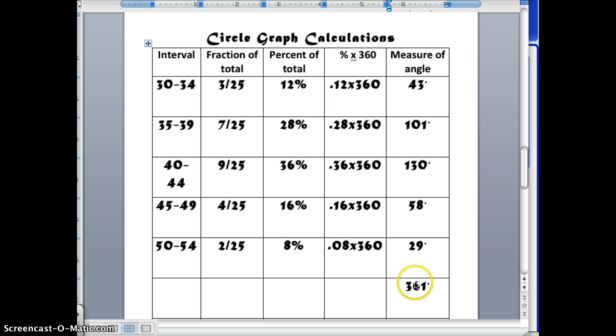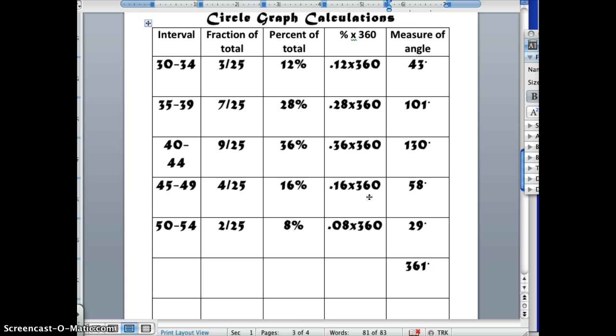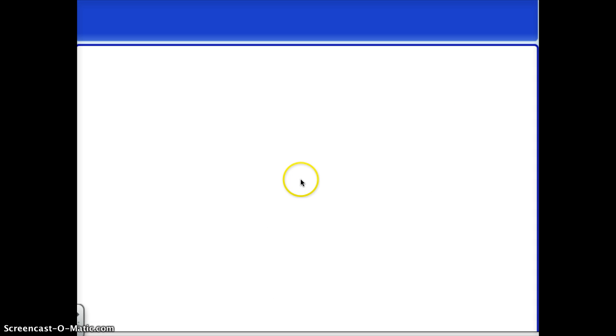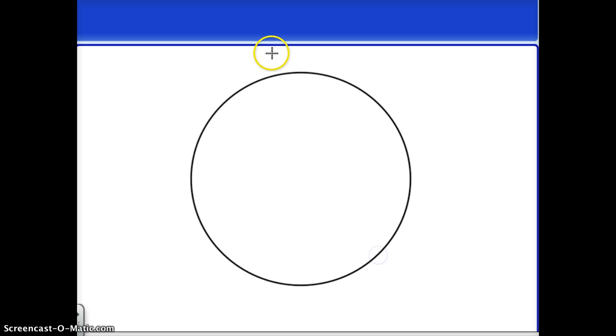If you add all these up, you get a total of 361. Like we said, it's going to be either a little over or a little under because we're rounding those degrees. So 361 is our total. Now that's okay. What we'll do from there is take our degrees and create a circle. With that circle, we're going to draw one line from the center point to the outside. That's going to be our starting point.